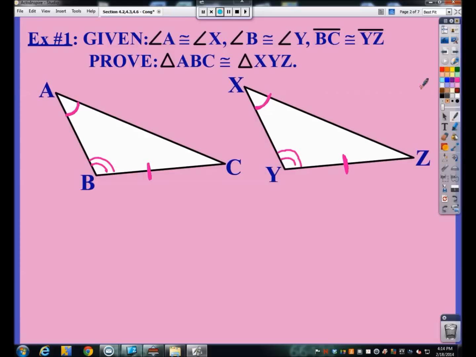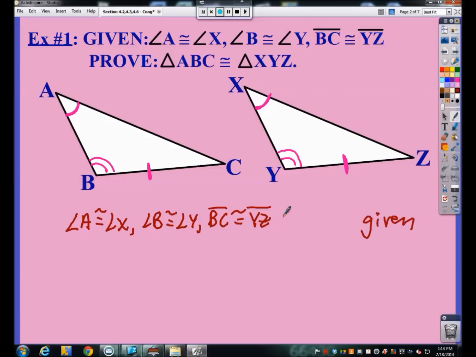So as with any proof, we start off with our given information. So I'm just going to rewrite out this stuff. Given. And with all of that given information, we had angle, angle, side. And angle, angle, side was one of our good shortcuts. So because it was a good shortcut, we can go ahead and jump to the proof statement. We don't really have to do anything else but the given and the prove. We may conclude that triangle ABC is congruent to triangle XYZ.